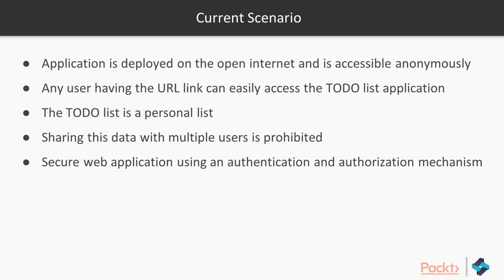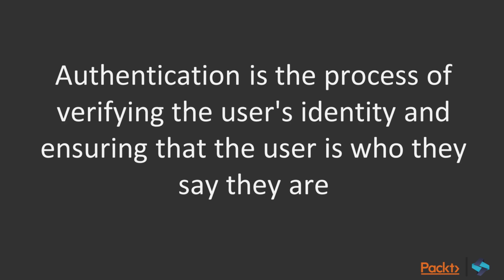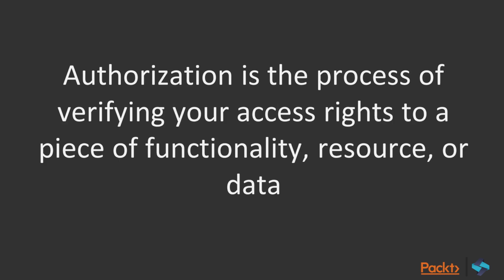So let's understand them. Authentication is the process of verifying the user's identity and ensuring the user is who they say they are. So, for instance, when you log into an application with a username and password, you are authenticating yourself. Authorization, on the other hand, is the process of verifying your access rights to a piece of functionality, resource, or data. For example, say if you want to secure the contents of a directory on a file system, you can set specific permissions for read, edit, and delete access to particular users.